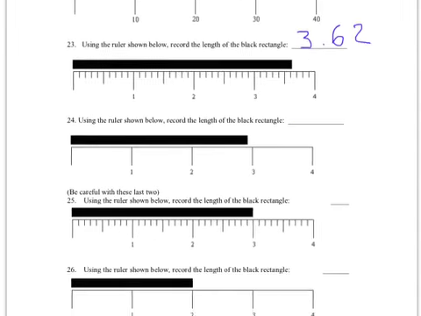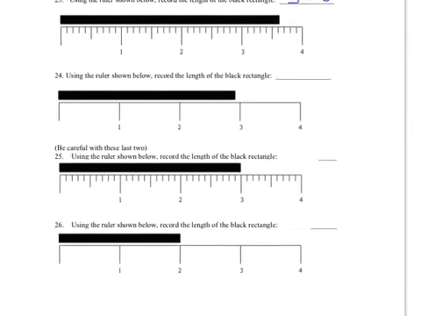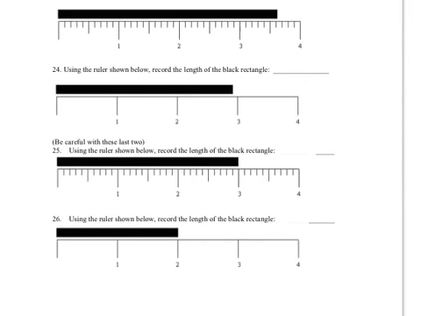Okay, let's try numbers 24, 25, and 26. When I look at number 24, I know it's more than 2 and less than 3, so I'm going to write down 2 point, and I'm going to estimate how many tick marks. I think it's gone 9 tick marks, so I'm going to call it 2.9. I can't go any more than that. I only get one digit of estimation.